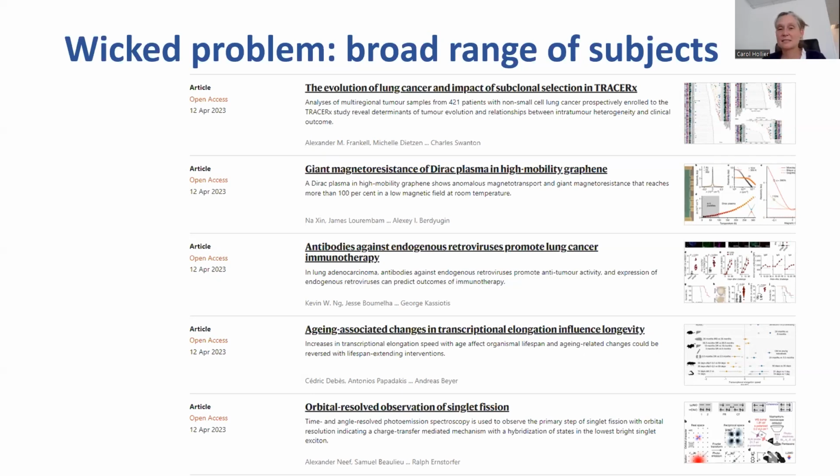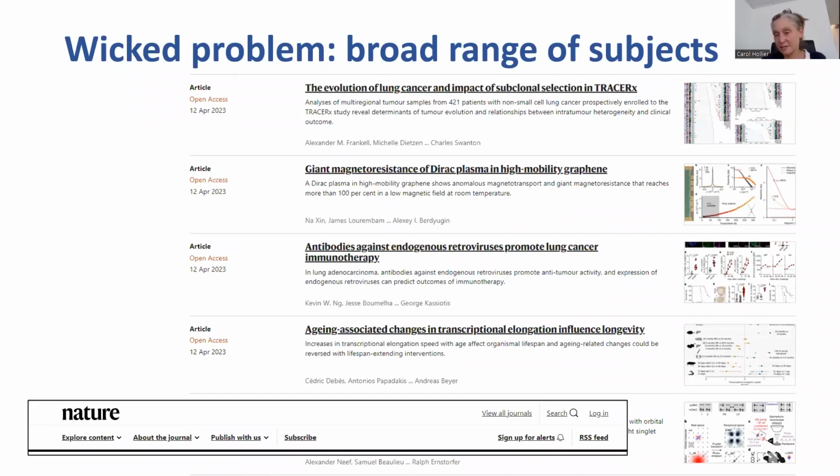So when you look, for instance, at the broad range of subjects, here's a series of open access articles around a very broad range of subjects. So from graphene to lung cancer to astronomy, but these were actually all published in Nature, which is a very, very legitimate journal. So that characteristic on its own is not enough.